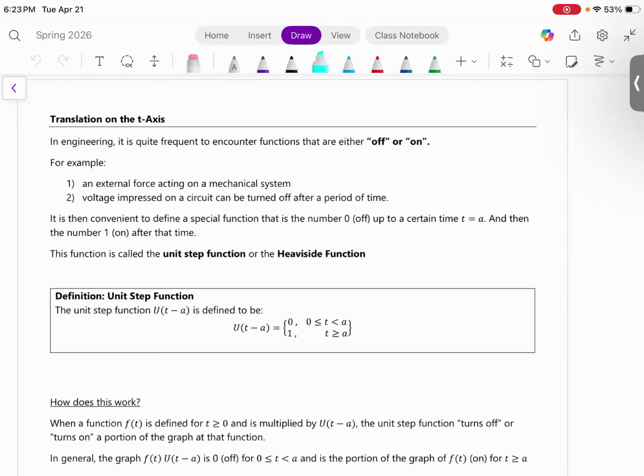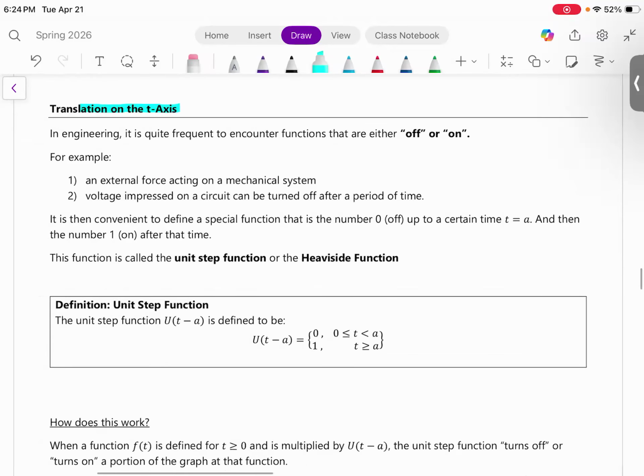All right, hi everyone. Welcome back to section 7.3. Continuing on our content for section 7.3, we're going to be taking a look at our second translation for Laplace transforms, and that's translation over the t-axis.